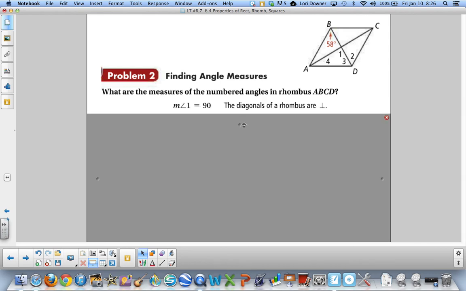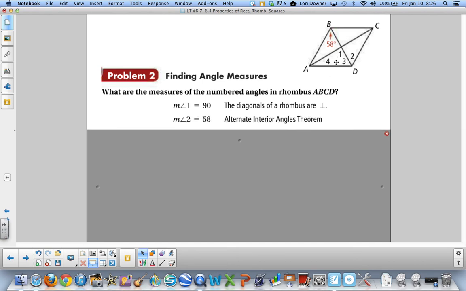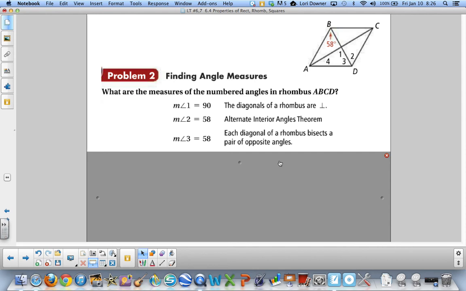Right. We know that the measure of angle 1 is 90, since we know the diagonals are perpendicular. So the measure of angle 1 is 90. Then we know that the measure of angle 2 is 58. 2 and the 58-degree angle are alternate interior angles because we know AB is parallel to CD. Then we know that the measure of angle 3 has to also be 58 since the diagonal BD bisects angle D. So 3 and 2 are both congruent.